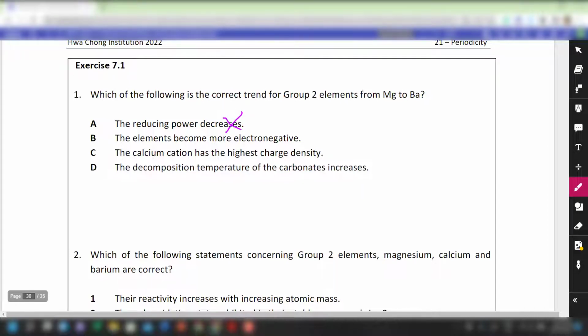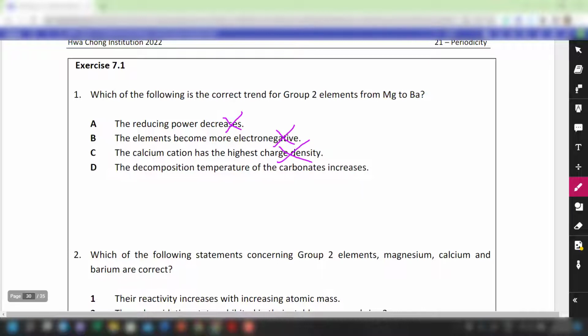One of the ways we can look at it is by looking at the standard reduction potential, because from magnesium 2+ to barium 2+, it becomes increasingly more negative. Another way to look at it would be that the valence electrons of barium are further away from the nucleus as compared to those in magnesium. The elements become more electronegative. This is incorrect as well. Electronegativity value, as we learned in chemical bonding, decreases down the group. The calcium cation has the largest charge density. This is wrong as well.